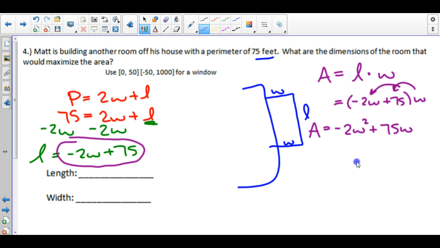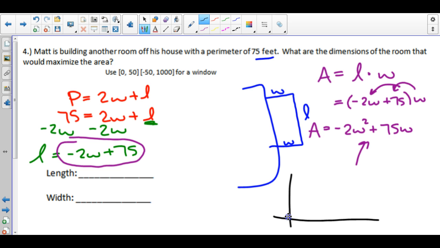Now that I have this, I want you to throw this formula into your calculator. And I even put the window up there again. You guys will be provided these windows on an assessment. So I have negative 2x squared plus 75x. Adjust the window. My window is going from 0 to 50, meaning your x value, which for us is our width, is going from 0 to 50 feet, and then the y values on your calculator actually represent area. So I'm going to have those from negative 50 to 1,000. And then I'm going to hit graph, and I'll draw you the little pretty picture that mine gives me.